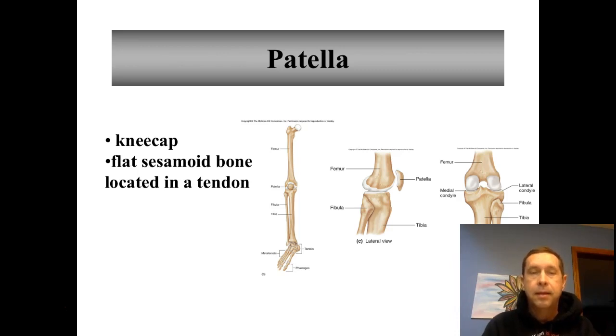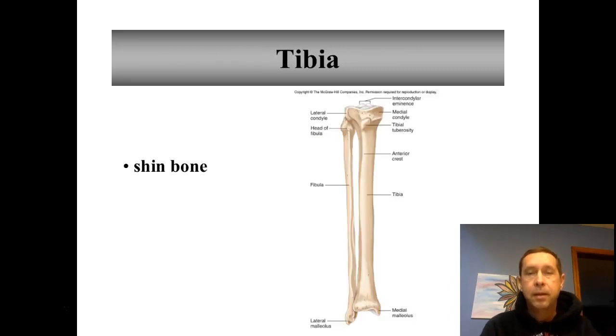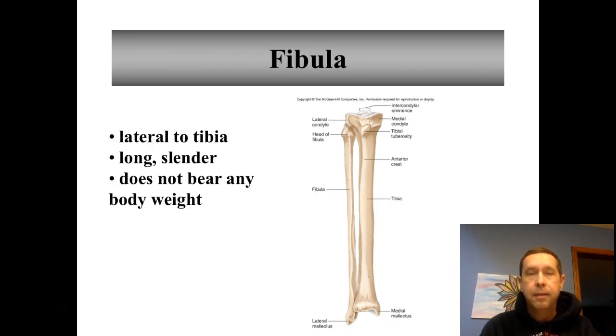Patella is a flat sesamoid bone located within the patellar tendon, and it forms your kneecap, part of your knee joint. The shin bone is the tibia. The fibula is the smaller lateral bone to the tibia, and it's there to stabilize the tibia, but it doesn't bear any weight. You can see there's two prominences, one on the outside, the lateral malleolus, part of the fibula, and one on the inside, the medial malleolus, that makes kind of those two bumps in your ankle.